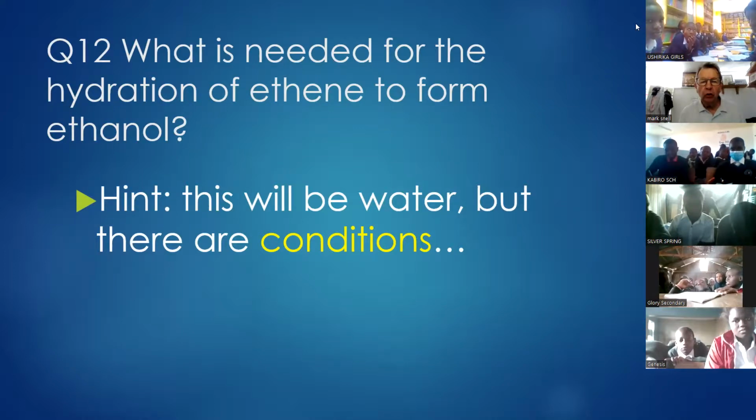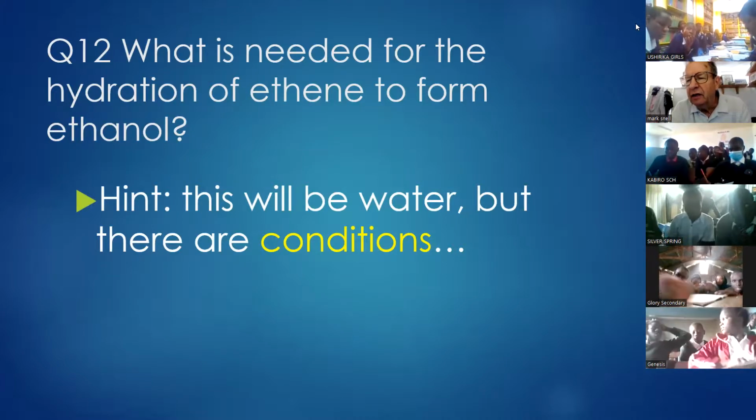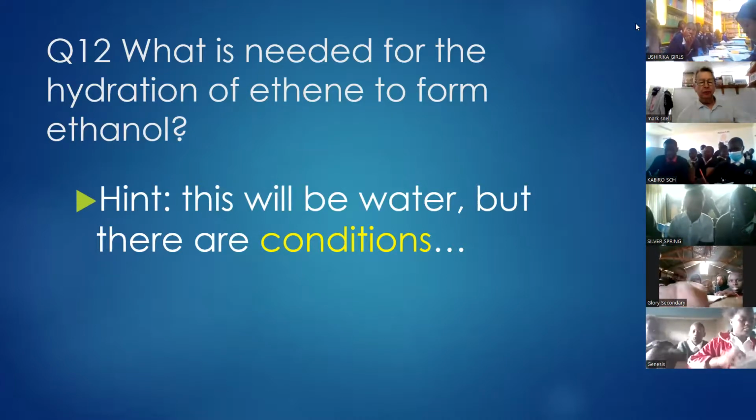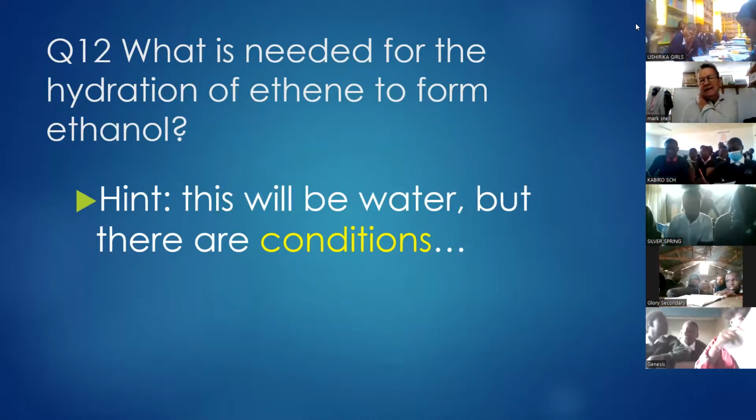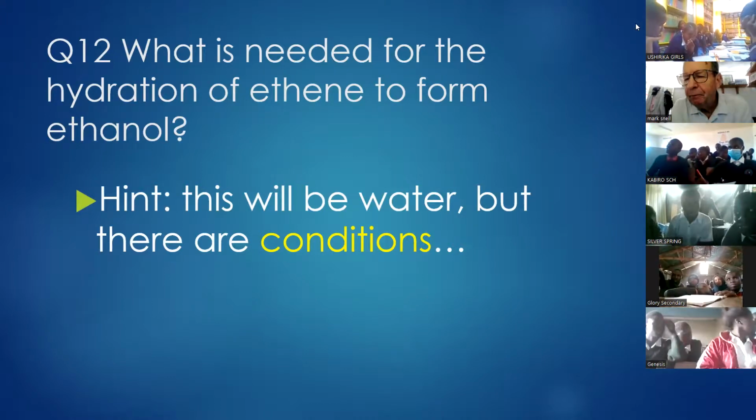Well, it's going to be water because it's hydration. But what conditions do we need? There were 3 things. If I want to turn ethene into ethanol, there are 3 things I need. Apart from water, which I have to put in, it needs to be steam, so it has to be quite hot, but there is a temperature, a pressure, and a catalyst. And we did it last time, and see if you can remember it.